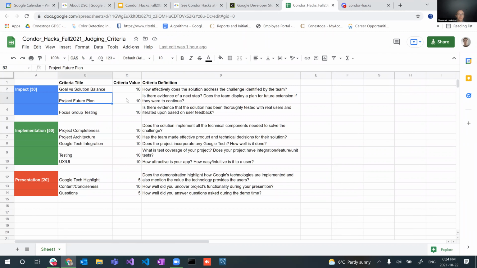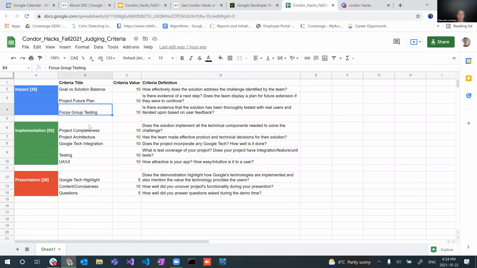Another one, project future plan. Is there evidence of a next step? Does the team display a plan for future extension if they were to continue? In your presentation or your demo video, you can include a slide on the future of the project, and the more detail, the better.